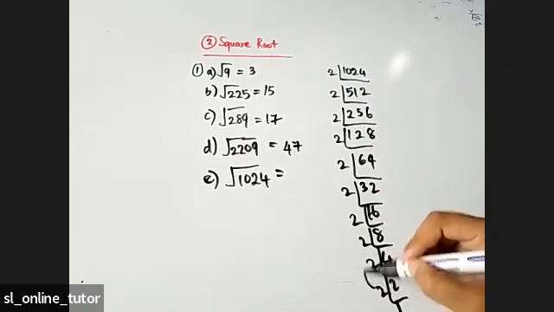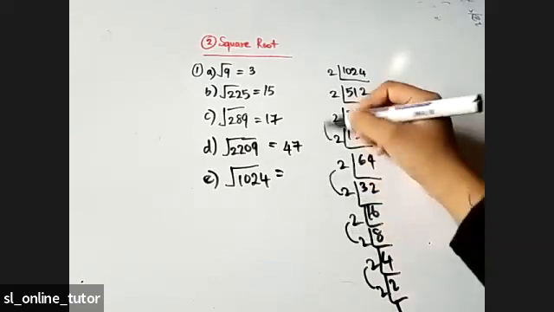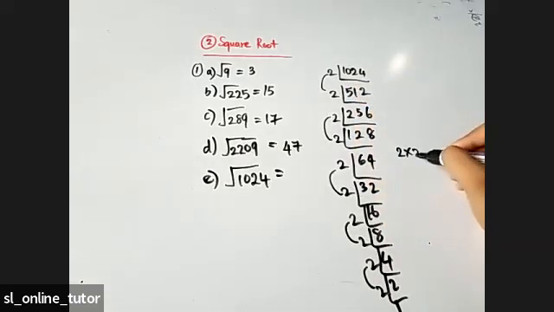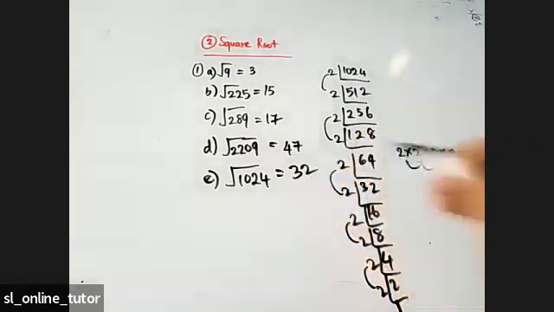How many 2s are there? 1, 2, 3, 4, 5. What is the answer? 2 into 2 is 4, 4 into 2 is 8, 8 into 2 is 16, 16 into 2 is 32. Square root of 1024 is 32.